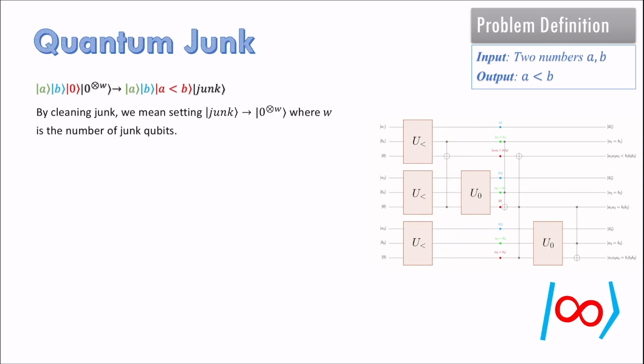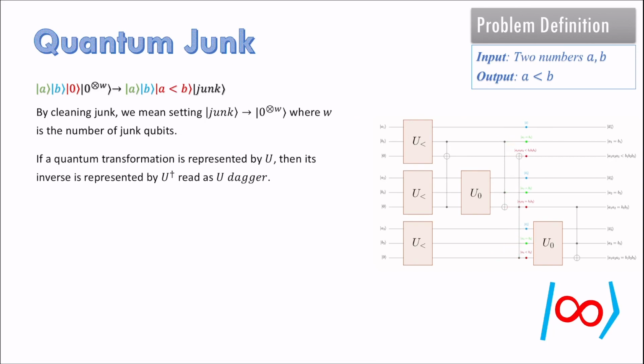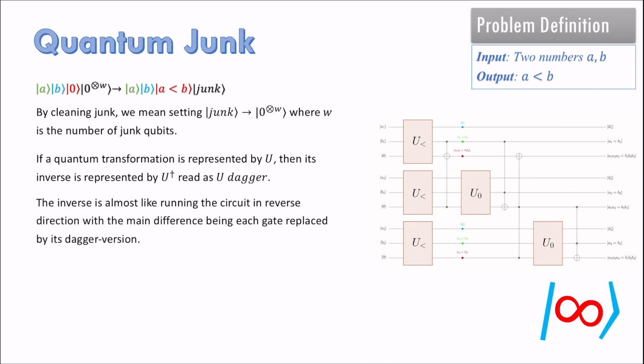If a quantum transformation is represented by U, then its inverse is represented by U dagger. The inverse is almost like running the circuit in reverse direction, with the main difference being replacing each gate by its dagger version. Given U, U dagger is obtained by taking the transpose of the matrix representation of U and complex conjugating the entries.